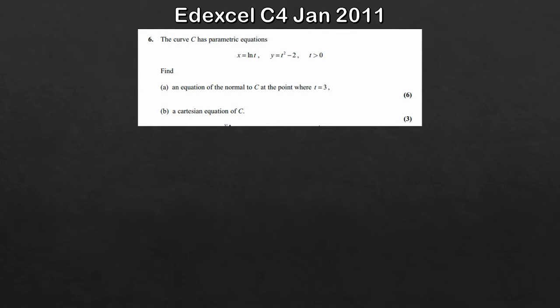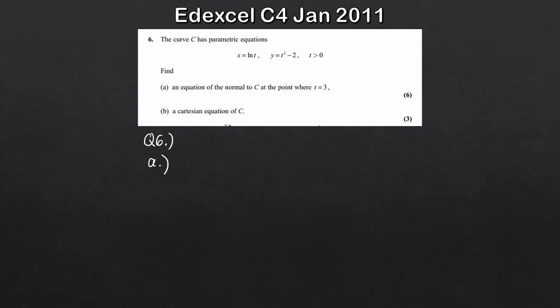And then this final question here, what we've got is again parametric equations, this time involving the natural logarithm. So in this case, we want to find the equation of the normal now, so slightly different to the other two. And then part B again, finding a Cartesian equation. So, question 6 here. x is ln t, y is t squared minus 2.